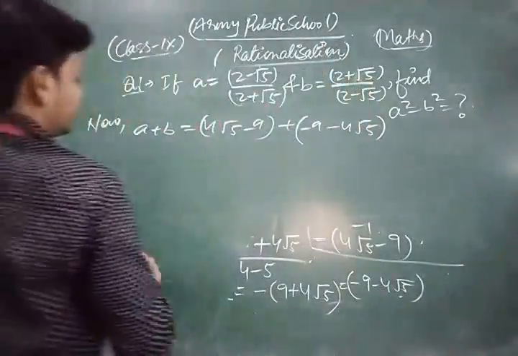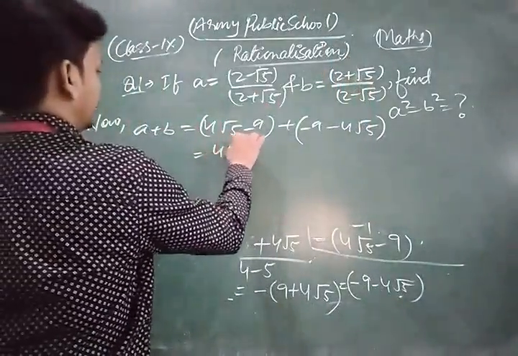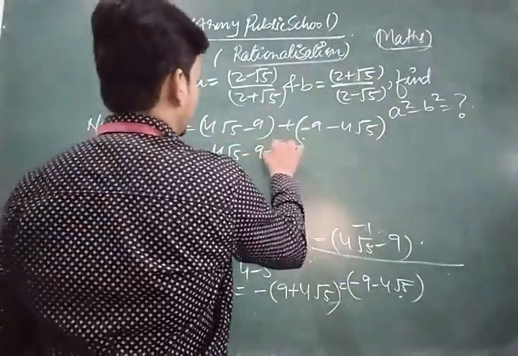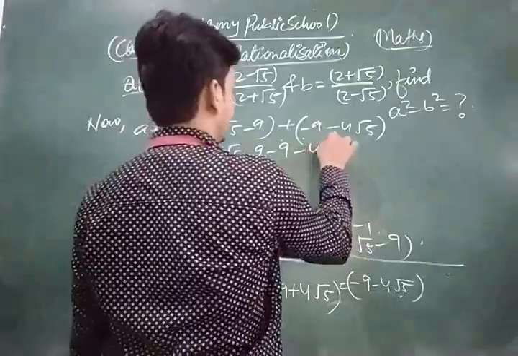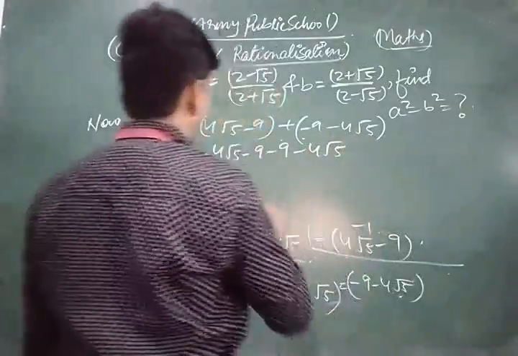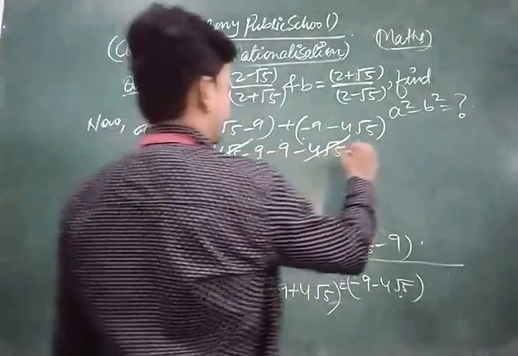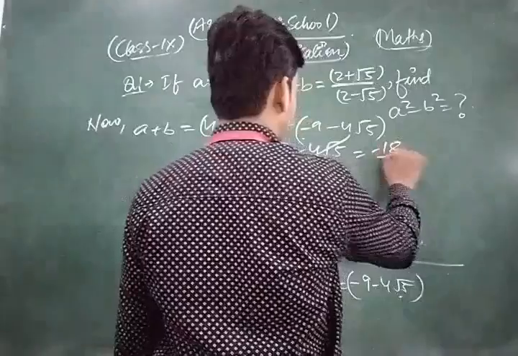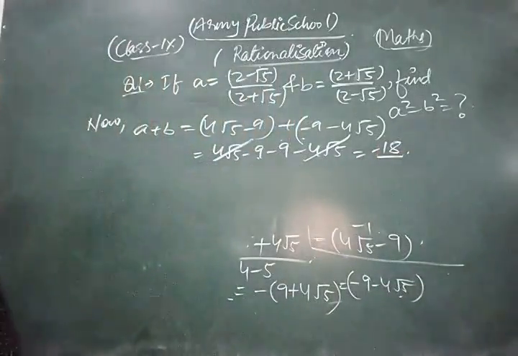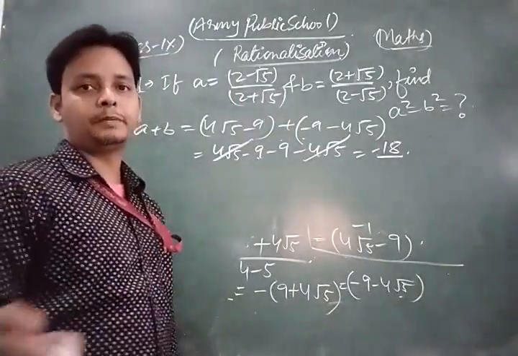Adding them, 4 root 5 and minus 4 root 5 cancel each other. So minus 9 minus 9 is minus 18. So minus 18 is the value of the expression a plus b.